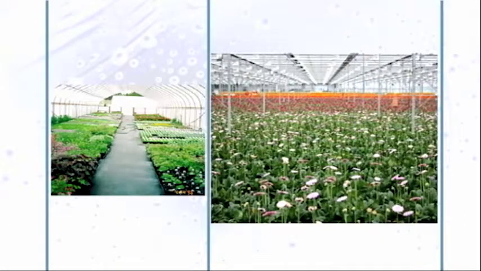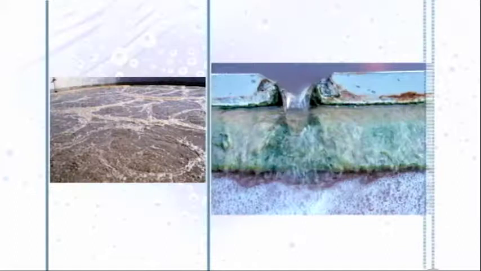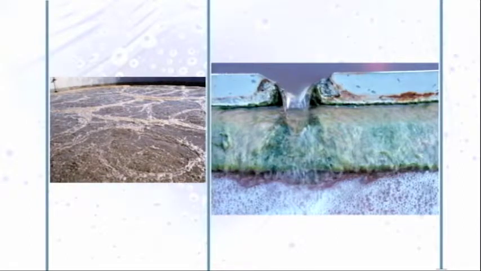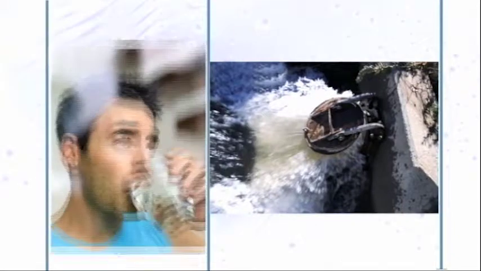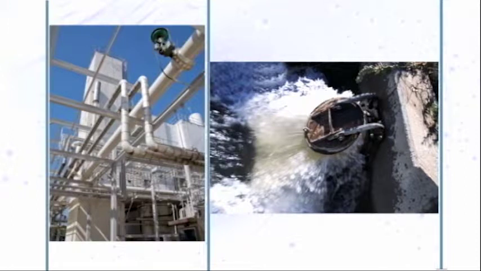In the cultivation of plants, CO2 is applied as a nutrient to enhance the growth of plants in greenhouses. CO2 is also an essential component in water treatment. CO2 is used in the treatment of drinking water, swimming pool water, water used for industrial processes, and wastewater.